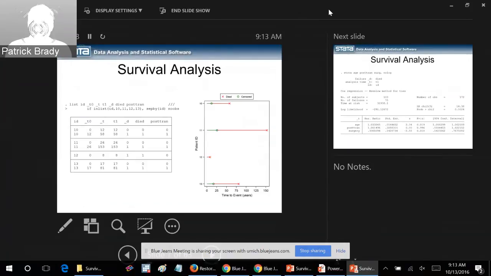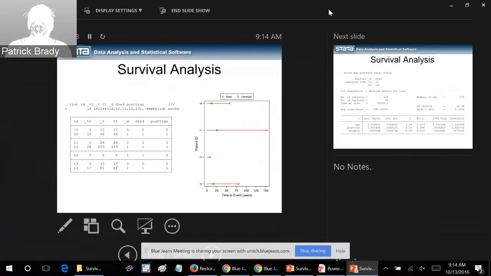So after I ST set the data, let's take a look at person 10. Person 10 has two entries here. I'm eventually going to trip on these cables. Person 10 has two entries. Their time zero, this underscore time zero variable that ST set creates, person 10 starts at time zero and we follow them to time 12. T1 is 12. They were not dead. They were censored at time 12.